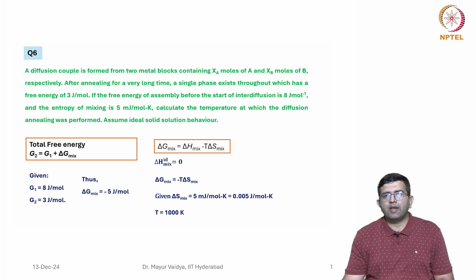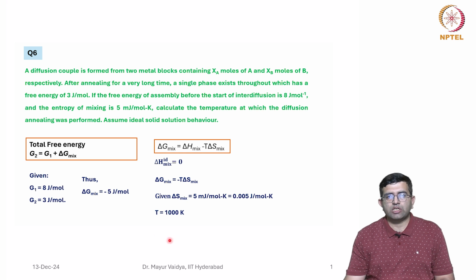Now, given that delta S mix is equal to 5 millijoule per mole Kelvin. Remember it is millijoule, so we should convert it into joules. So, this will be 0.005 joule per mole Kelvin. And then you can calculate the temperature by taking the ratio of delta G mix by delta S mix, and the temperature comes out to be 1000 Kelvin.